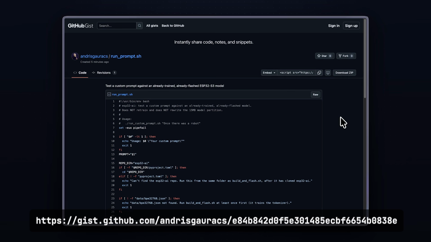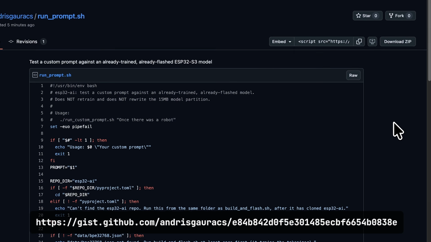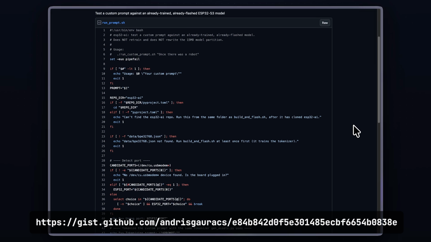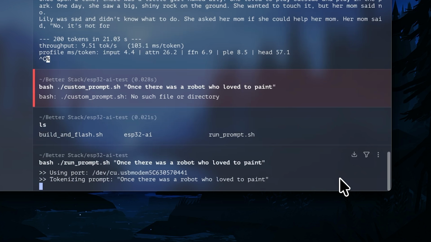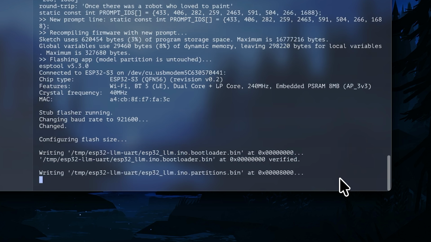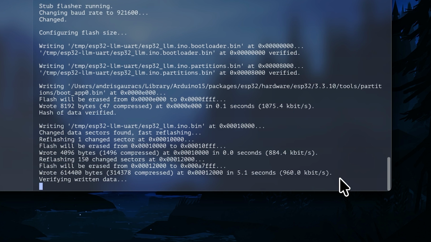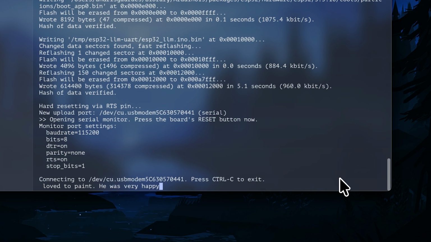And if you want to give it a custom prompt, I've also included a sample script you can use to run your own custom prompts. So for this example, let's start a story about a robot. And another thing to note is that if you change the prompt, you will have to reflash the ESP32 again, and that's a limitation of this method. It can only play back one prompt that is pre-flashed at a time.